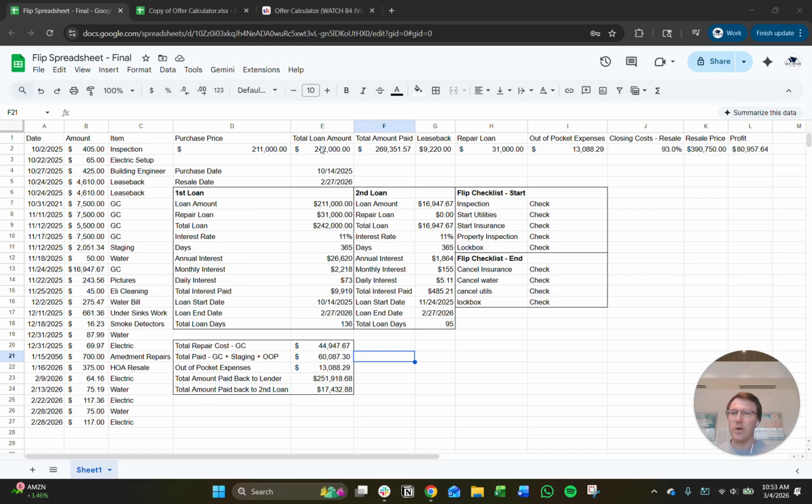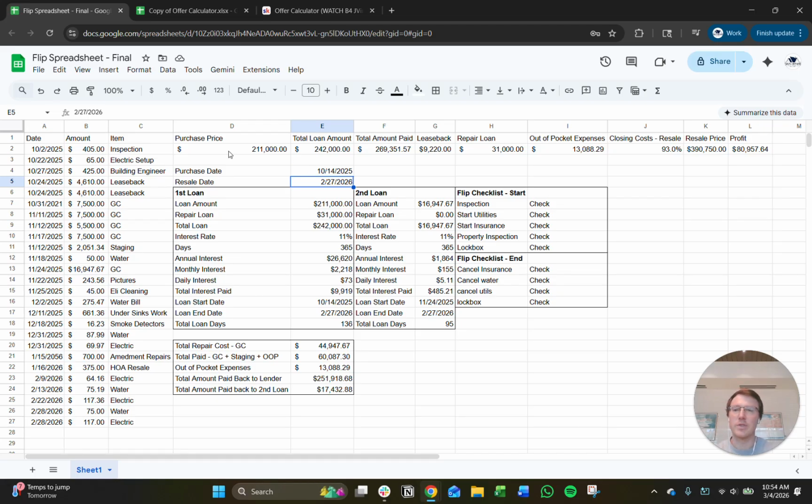So right here, we'll start off with the purchase date and the resale date. You can use this flip spreadsheet before you buy a flip. Obviously, use it during the flip. But if you want to estimate what you can make based on what your GC or contractor charges, and what private money or hard money charges.